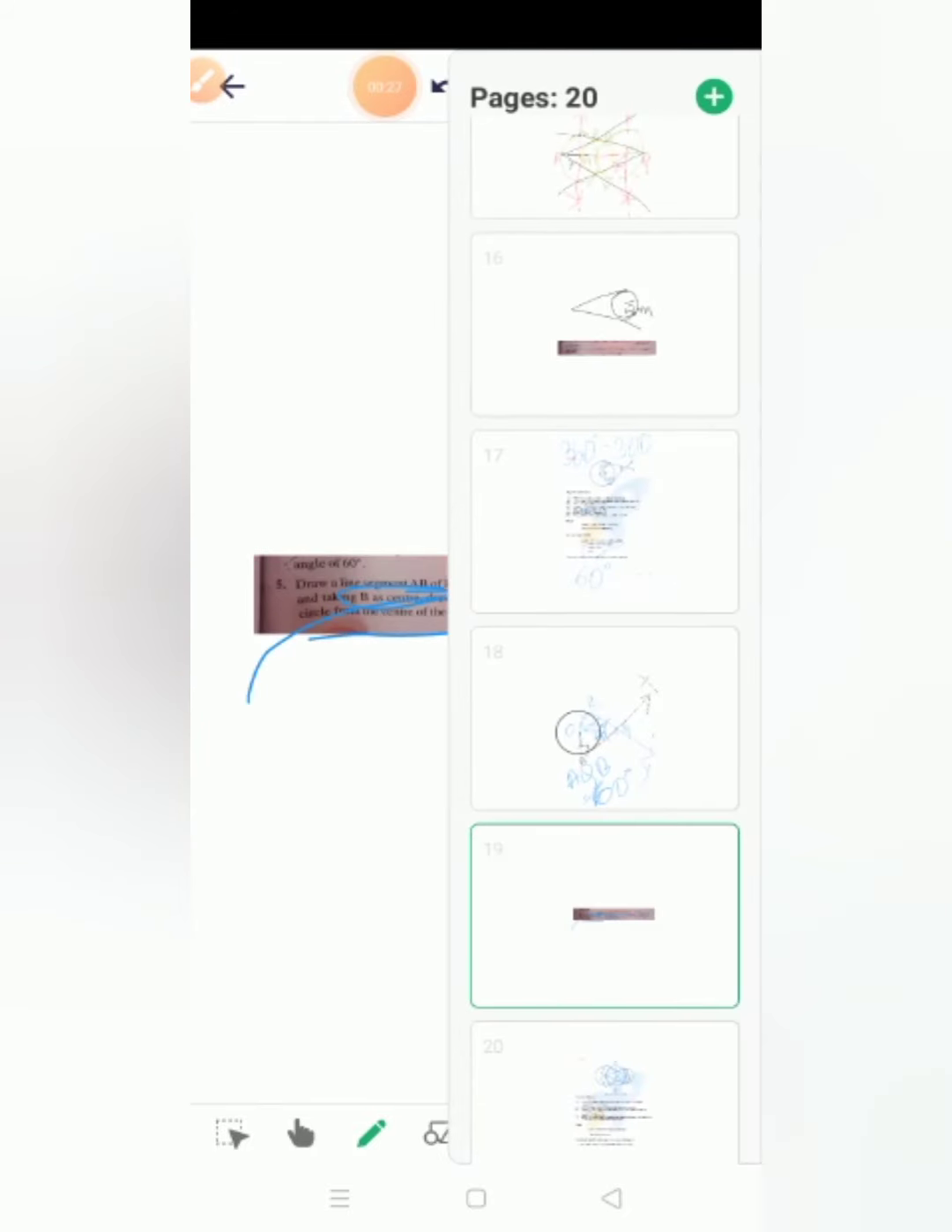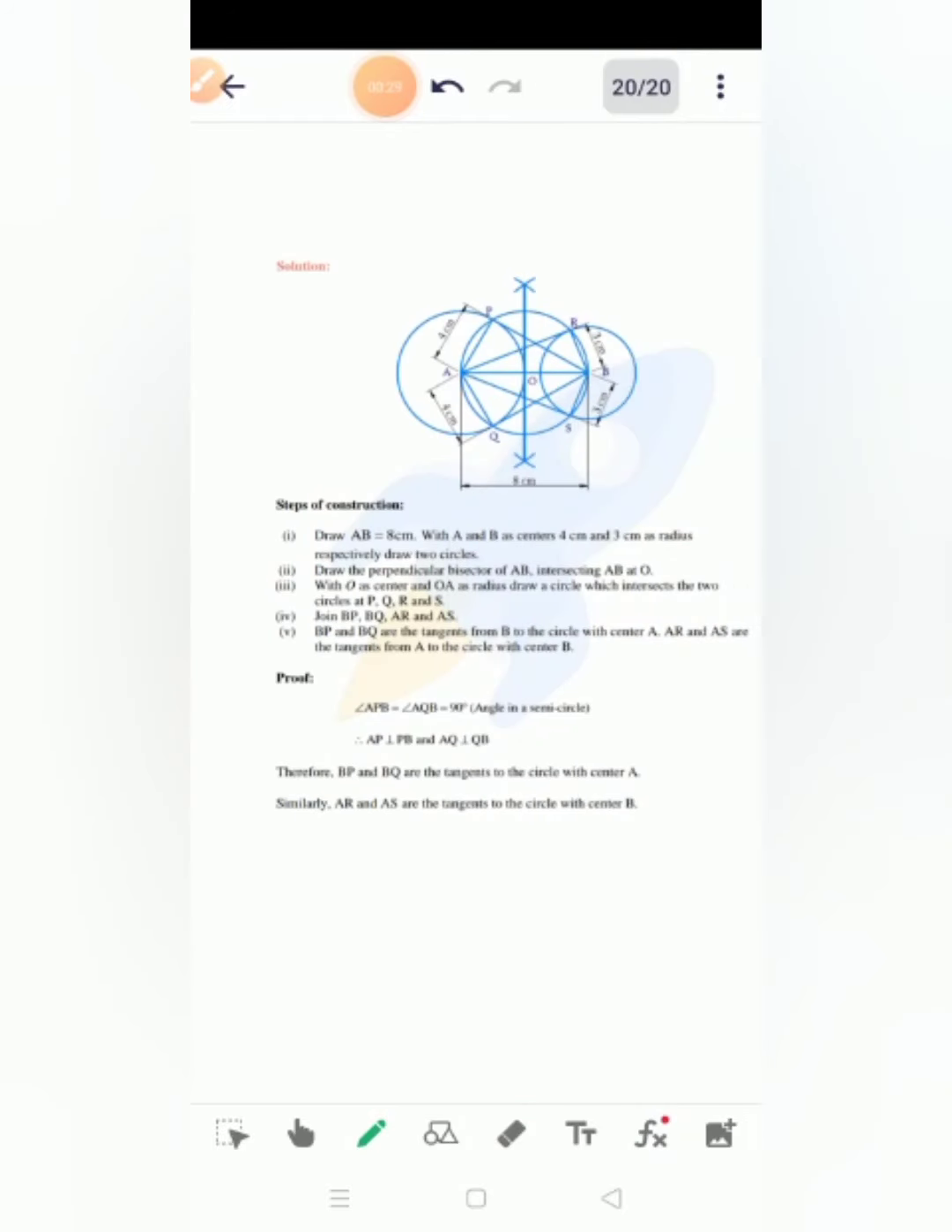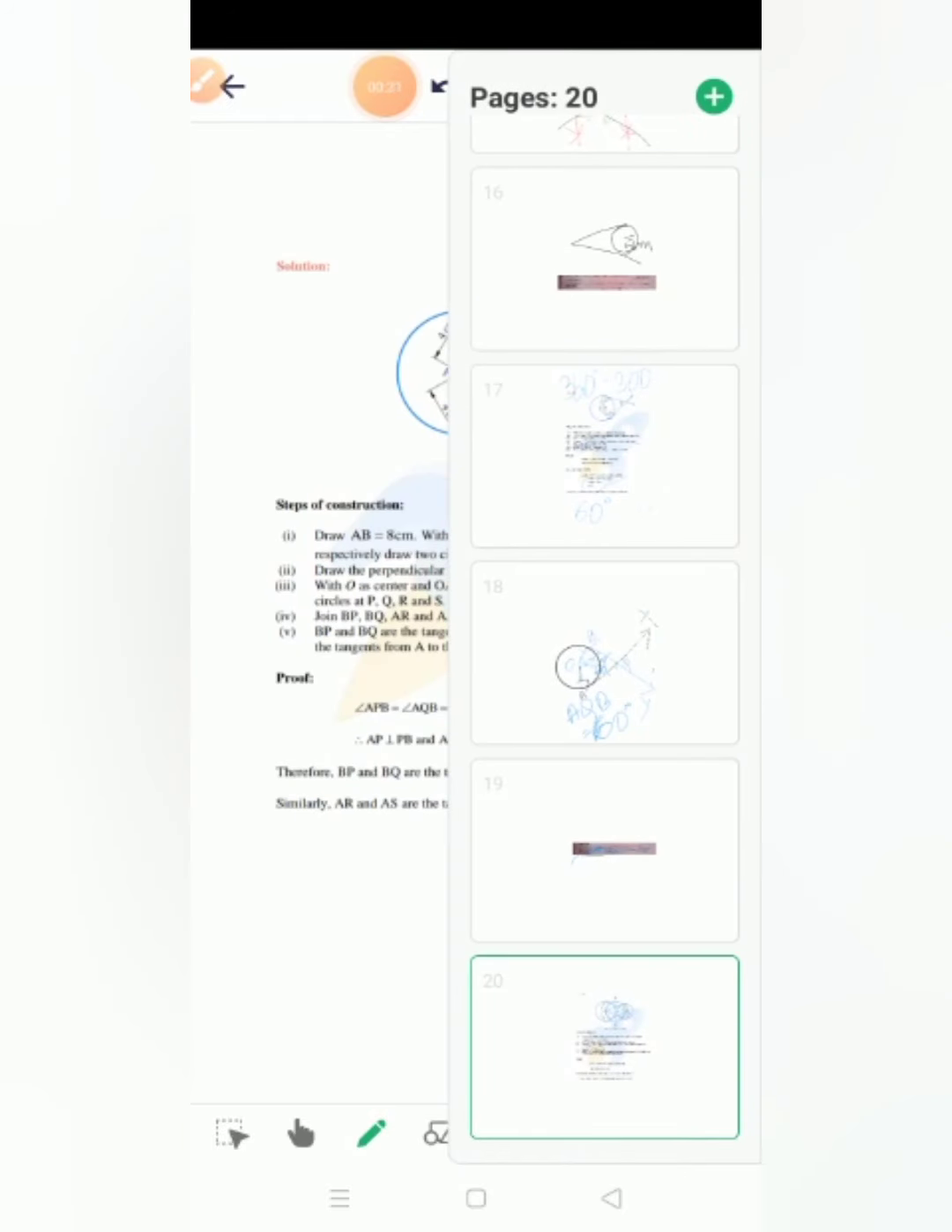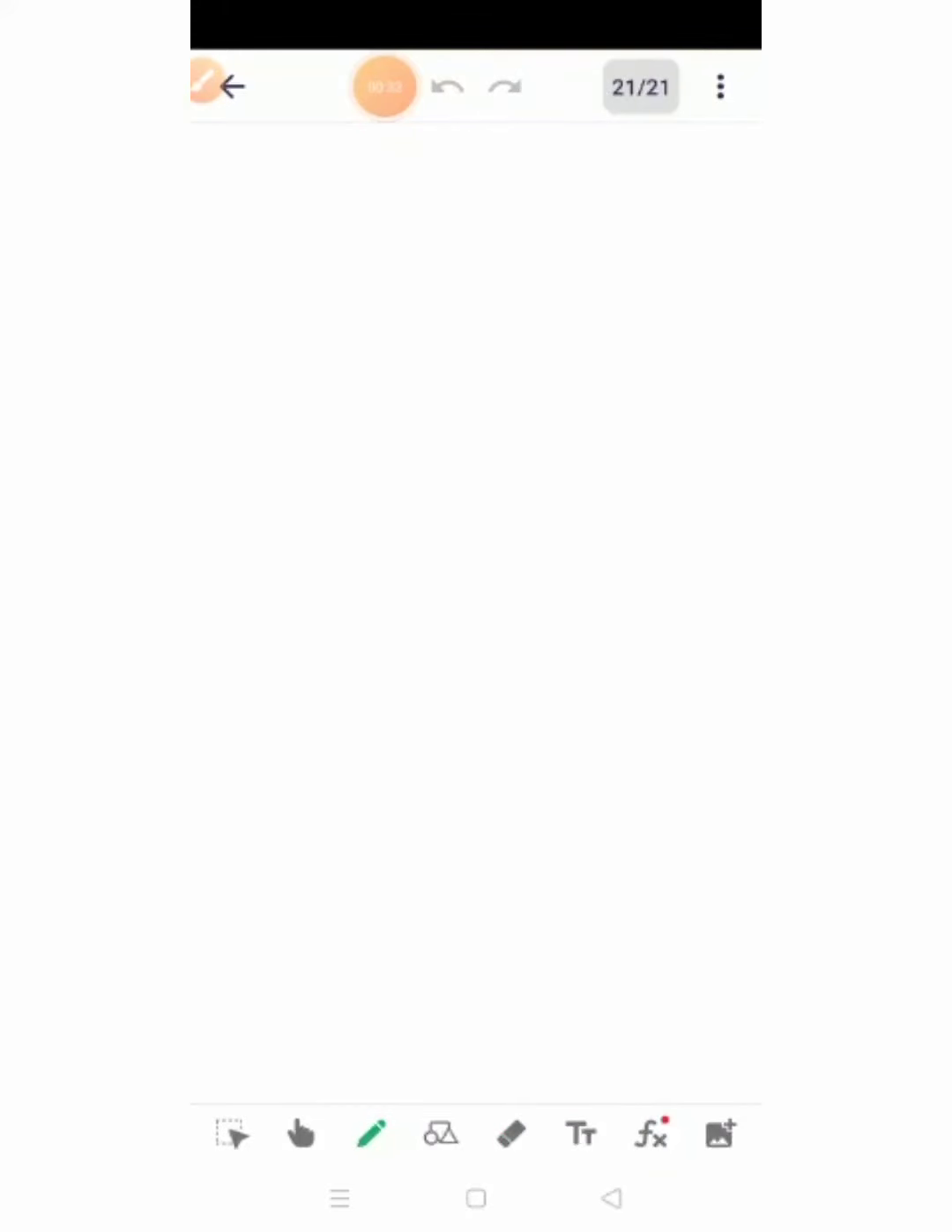Now we shall be doing question number 5 of your NCERT book, chapter Constructions. The question says to draw a line segment AB of length 8 centimeter, and taking A as center, draw a circle of radius 4 centimeter, and taking B as center, another circle of radius 3 centimeter. Then we need to construct tangents to each circle from the center of the other circle. So let's see how to do this. It's very simple. First, let me do what they had told us to do.